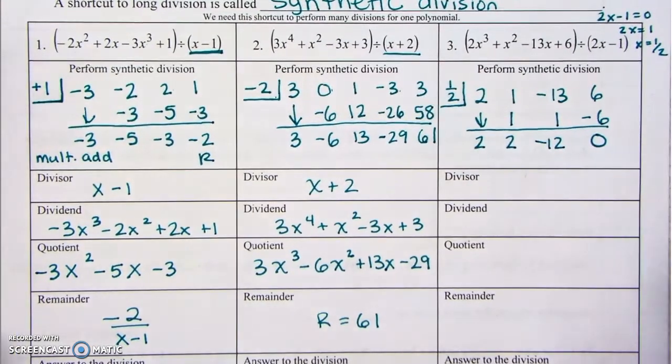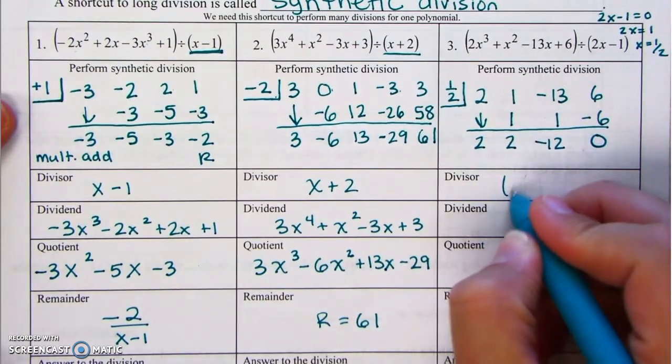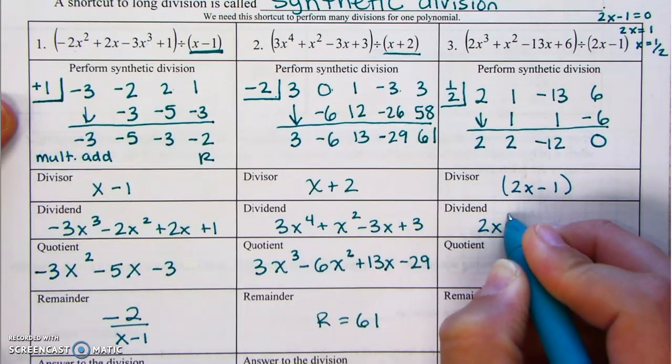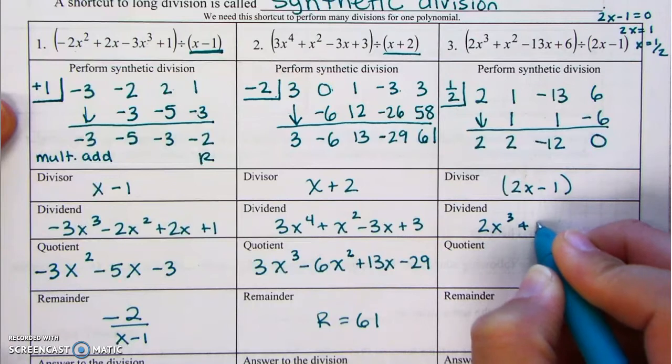Oh my goodness. The divisor. What was the divisor in this question? 2x minus 1. The dividend is that part that comes first. Oops, that's a plus sign, everyone.